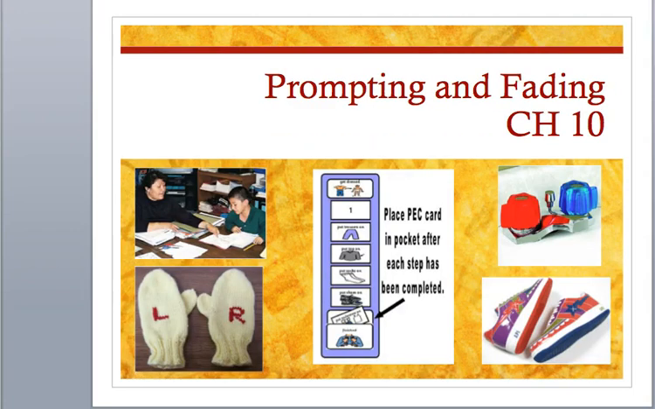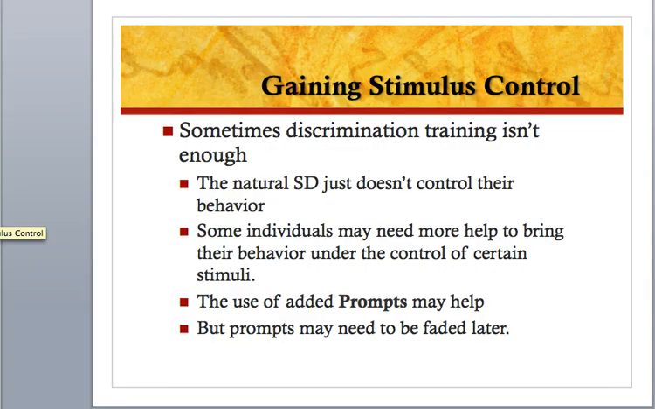Today we'll be talking about the material in Chapter 10, specifically prompting and fading. And so I'd like to talk a little bit about stimulus control because we use prompting and fading when typical stimulus control doesn't seem to work. So sometimes discrimination training isn't enough. Natural discriminative stimuli just don't control a client's behavior. And some individuals might need more assistance in bringing their behavior under the control of certain stimuli. So we add prompts to help ensure that the behavior will successfully occur. But one of the downsides of prompting is that prompts may need to be faded later.